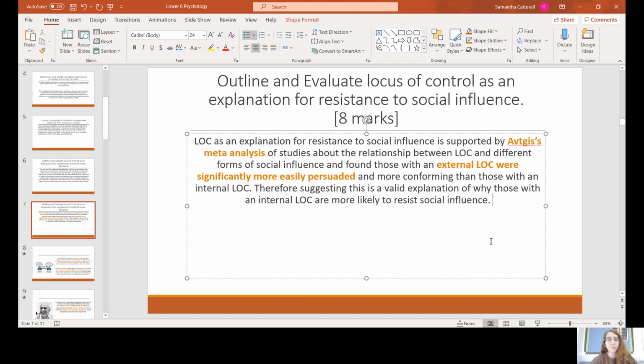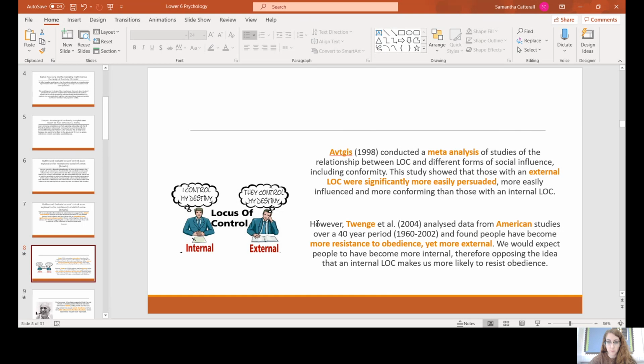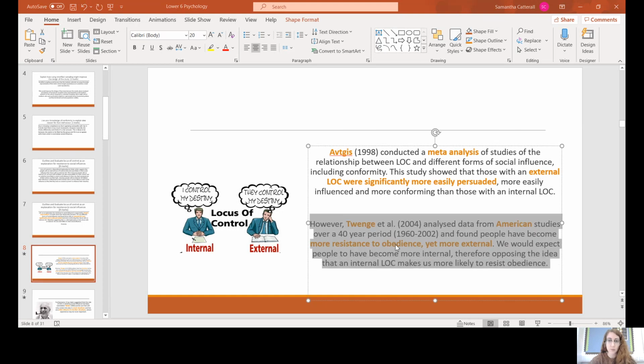So that's one point. Now, if I'm going for a weakness, and this is a contrasting point, I want to put a word like however. Now, I don't use however if I'm doing another strength because that's supporting. So you'd put additionally or furthermore. But if I want a however, I'm saying the opposite, or a word like conversely is another one that you might use. So we've got Twenge et al.